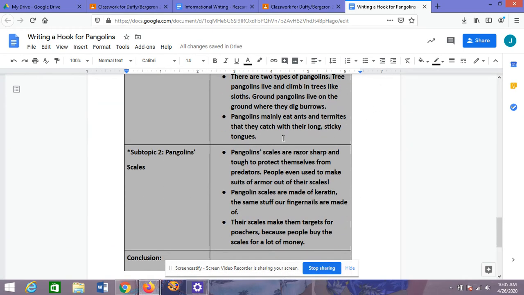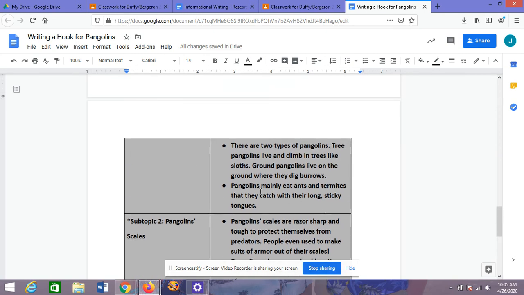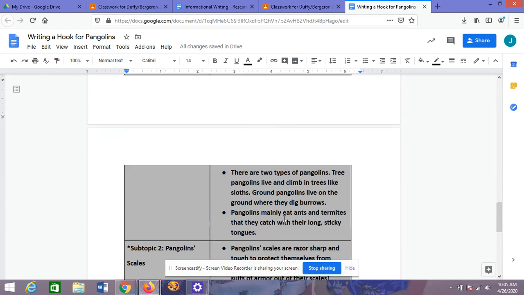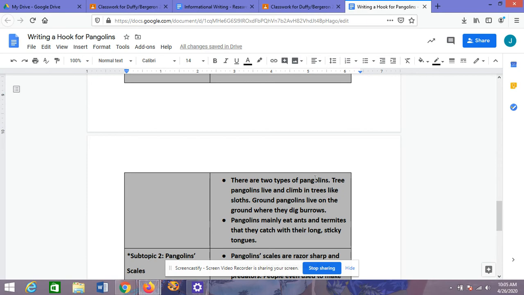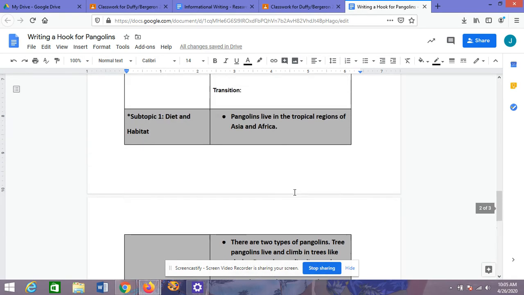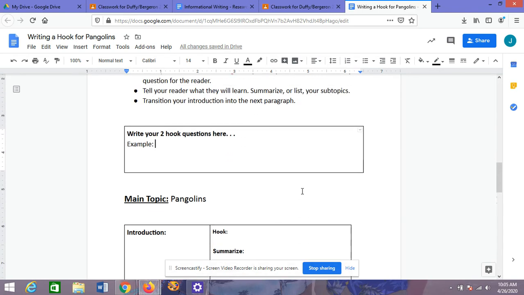For example, if I go down to their scales are razor sharp and tough to protect themselves from predators. People even used to make suits of armor out of their scales. Pangolin scales are made of keratin, the same stuff our fingernails are made of. Their scales make them a target for poachers because people buy the scales for lots of money. The pangolins catch ants and termites with a long, sticky tongue. Some of them live in trees. Some of them dig underground. So there's lots of other more interesting stuff to write about.